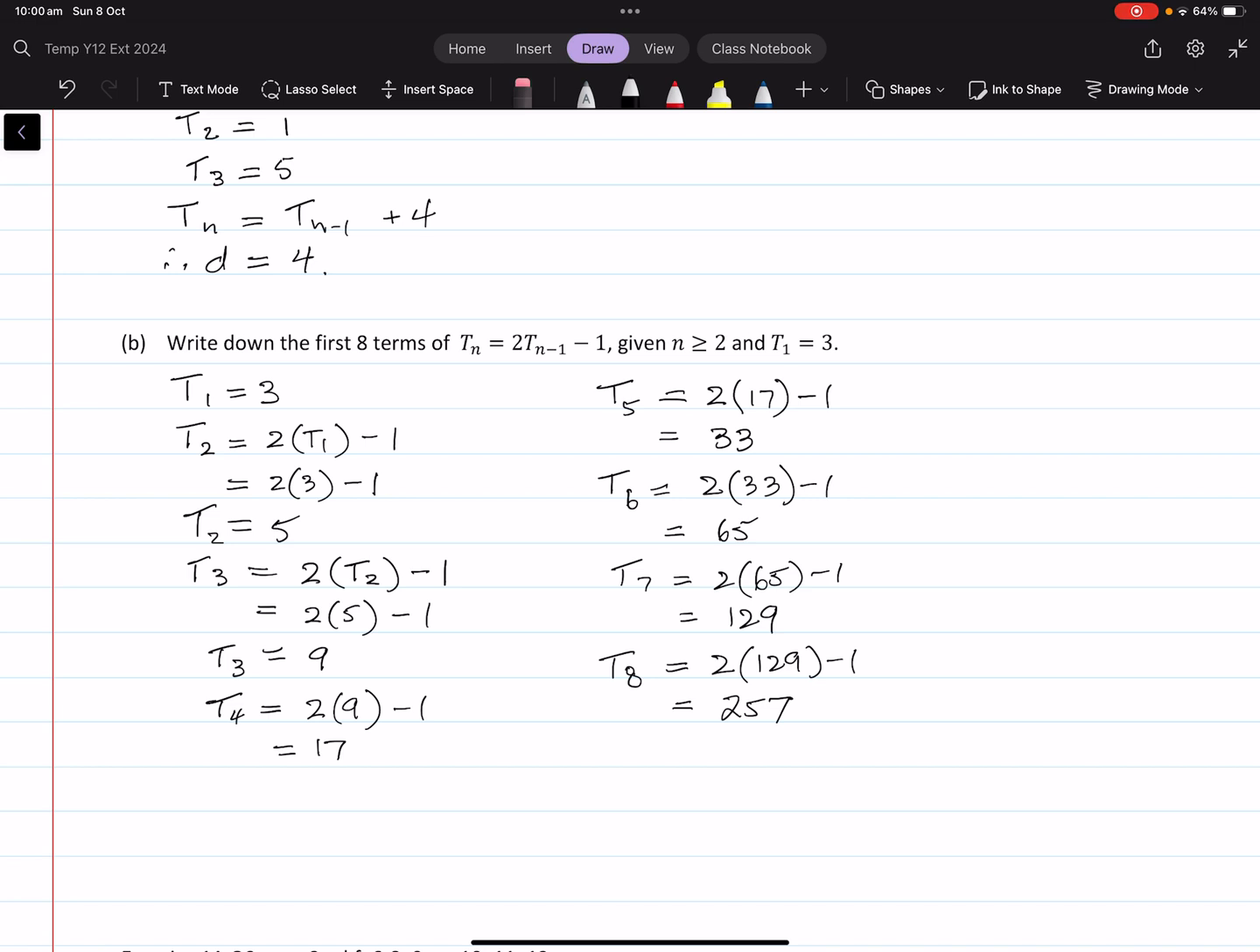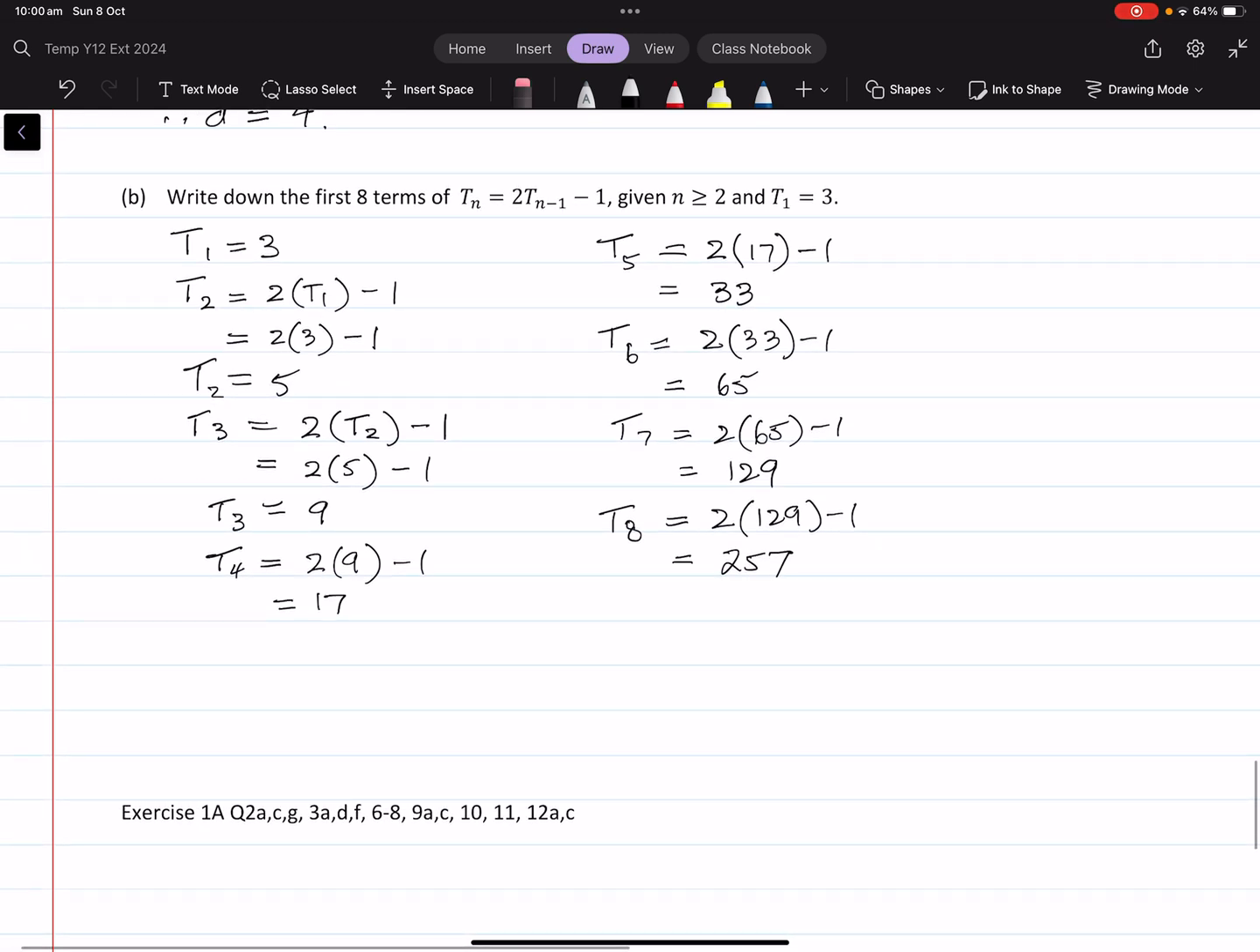All right, so that concludes the lesson on the notation and terminology in sequences. You can now go on and complete that first exercise.